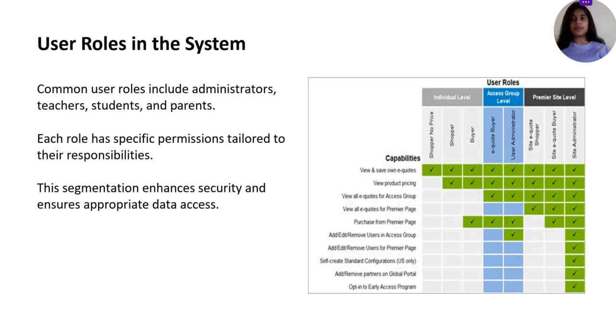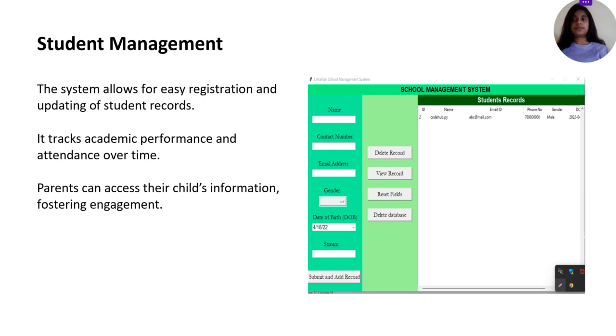User roles in the system. Common user roles include administrators, teachers, students, and parents. Each role has specific permissions tailored to their responsibilities. This segmentation enhances security and ensures appropriate data access. As you can see in the picture, there are different levels: individual level, access group level, and premier site level, where each responsibilities are divided and accessibility is given.